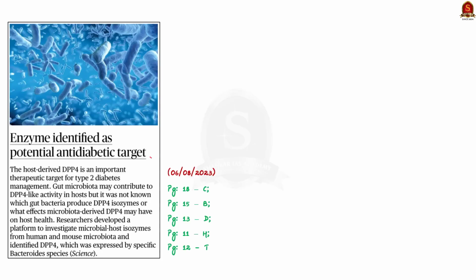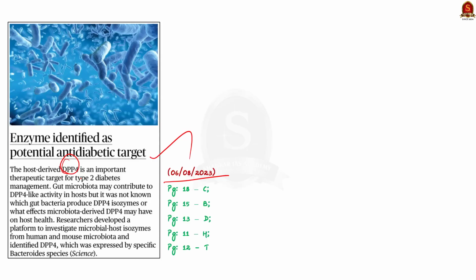Take a look at this science page article from yesterday's newspaper. According to this article, an enzyme by the name DPP4 has been recently discovered. This enzyme has antidiabetic properties. That is, it can be used to treat diabetes. The interesting thing is that our gut bacteria have the ability to produce DPP4 isozymes.